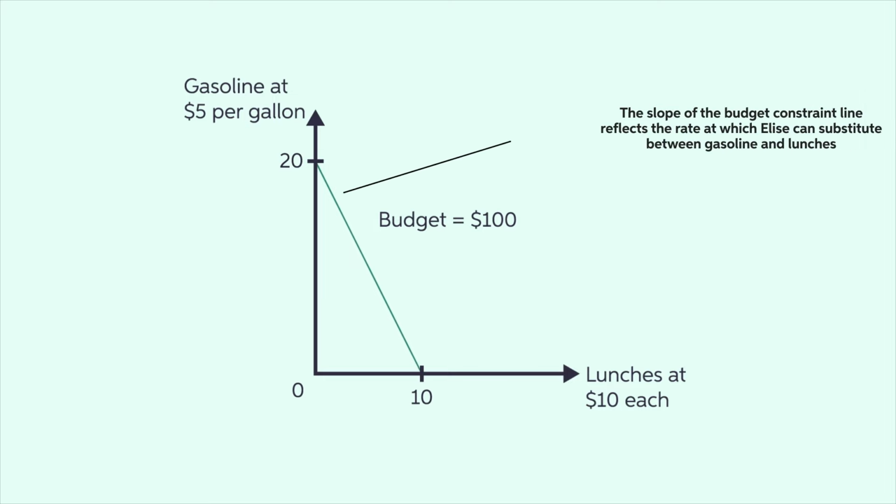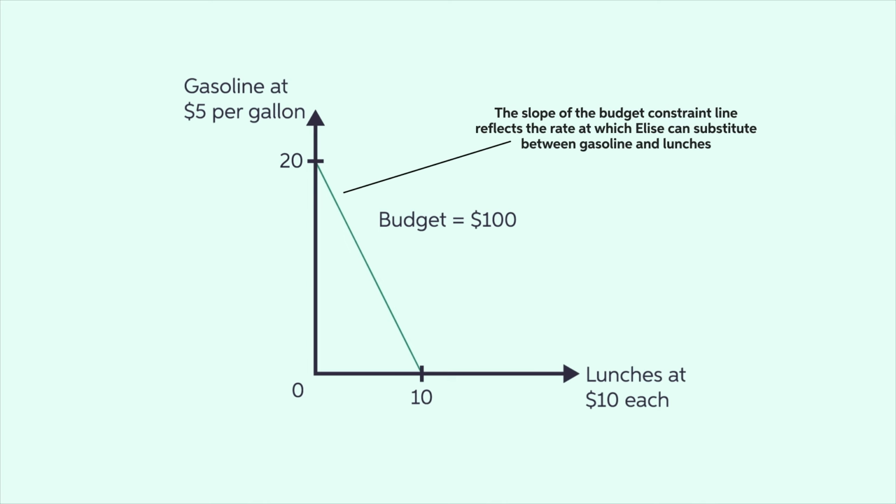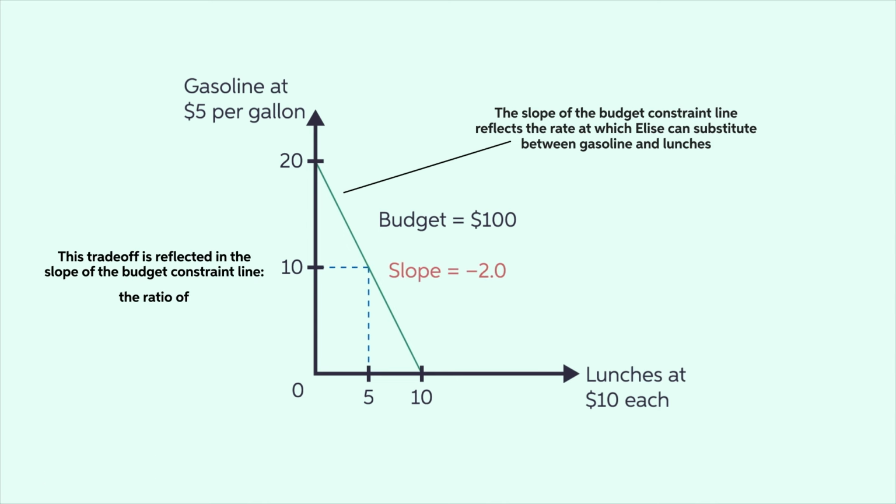The slope of the budget constraint line reflects the rate at which Elise can substitute between gasoline and lunches. Since gas is $5 a gallon, consuming 2 fewer gallons of gas affords her one more $10 lunch. This trade-off is reflected in the slope of the budget constraint line. The ratio of 2 fewer gallons of gas over one more lunch meal creates a slope value of -2.